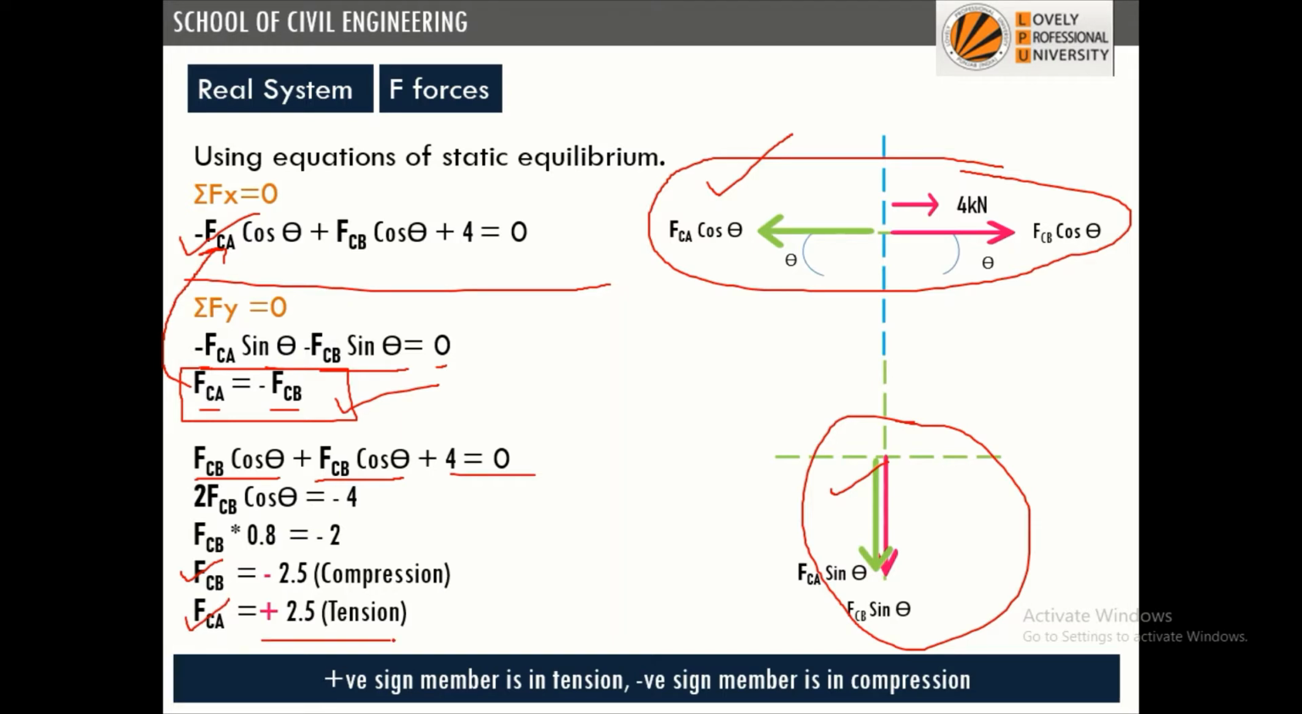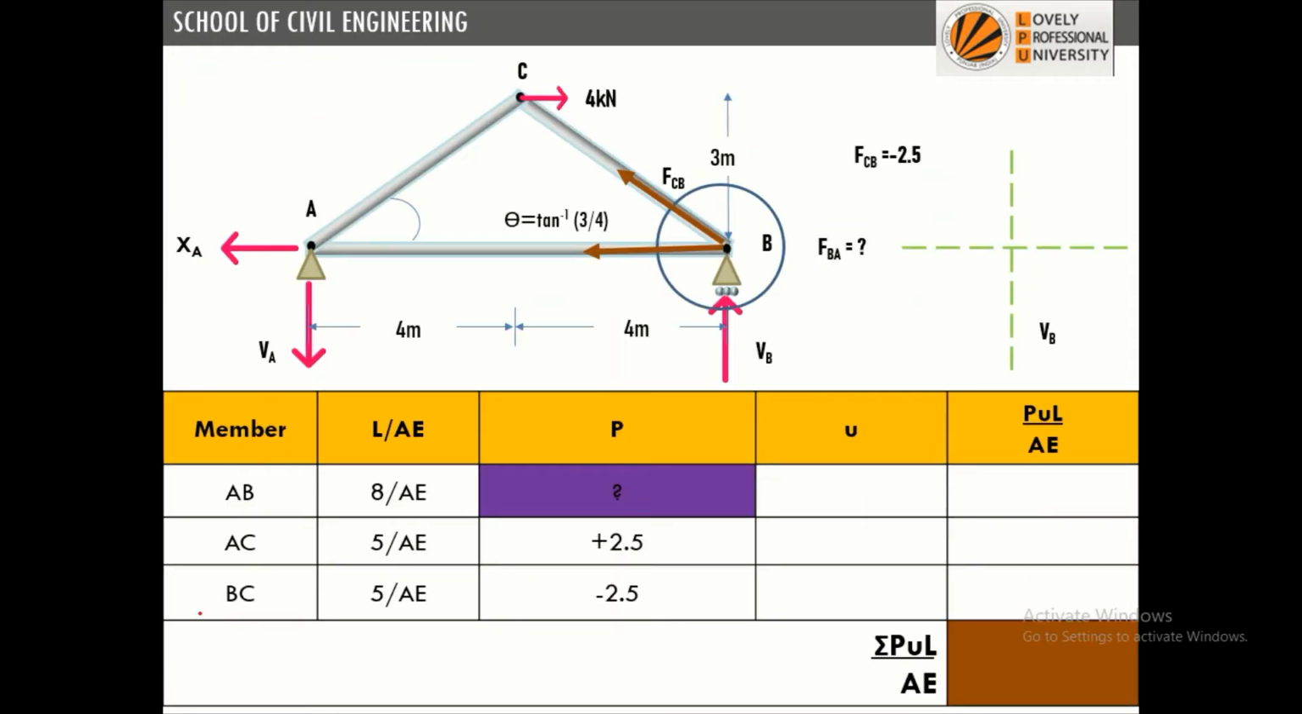When we started this numerical we assumed that the forces in the members were tension. The direction of the arrow was moving away from the joint, that is tensile force. So if the value works out to be positive, it means that the member is in tension, and if after solving we get a negative value, that means the member is not in tension, it is in compression. Like this we have solved the force in member AC and force in member BC.